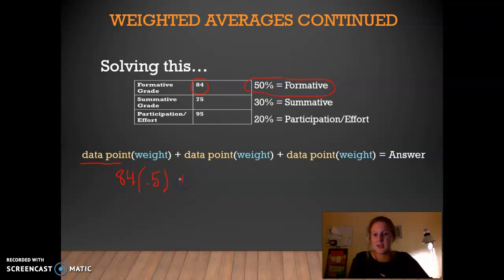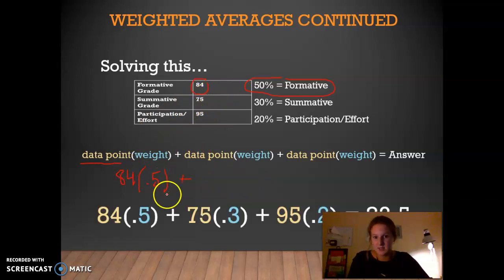Add that to the next data point. And I typed this all out actually, so I'm just going to show it in a second. But you would kind of just go through those steps with each data point. So 84 times 0.5 plus 75 times 0.3, because remember the weights are different for summative versus formative. And then 95 times 0.2 gives me a quarter one grade overall of an 83.5%.